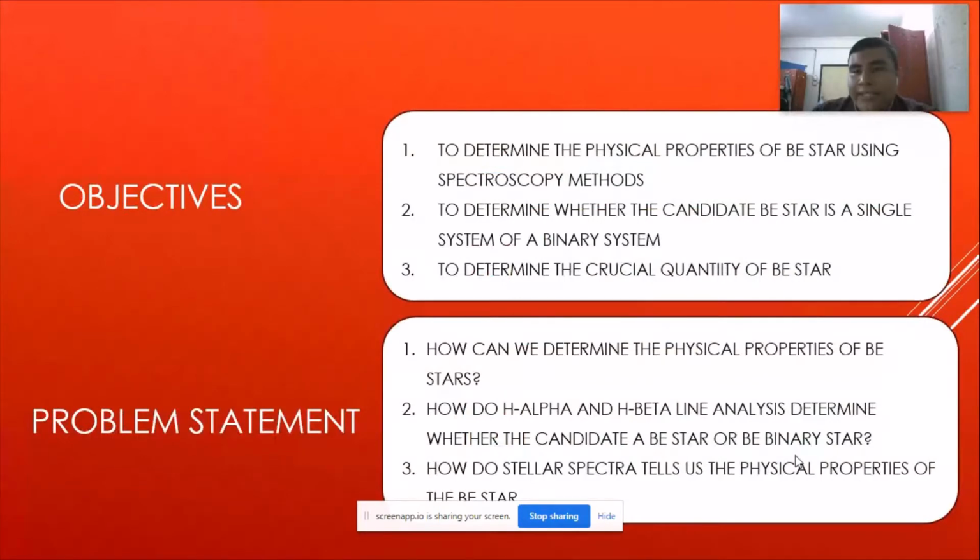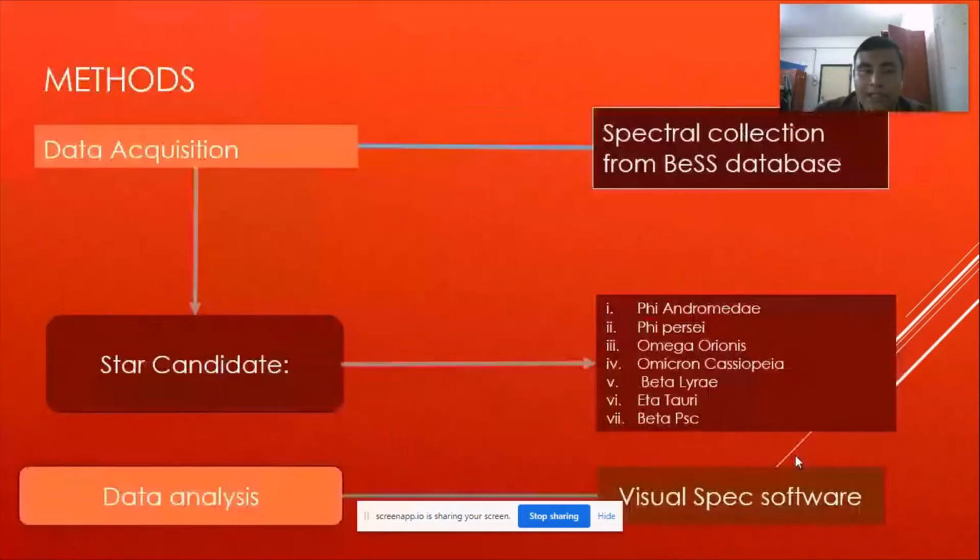So our focus is to see whether, by applying spectroscopy methods on these emission lines, I was able to determine the physical properties of the Be star and also determine whether the candidate Be star chosen is either a single star or a binary star. The spectral data is collected from the BeSS database, which stands for Be Star Spectra.